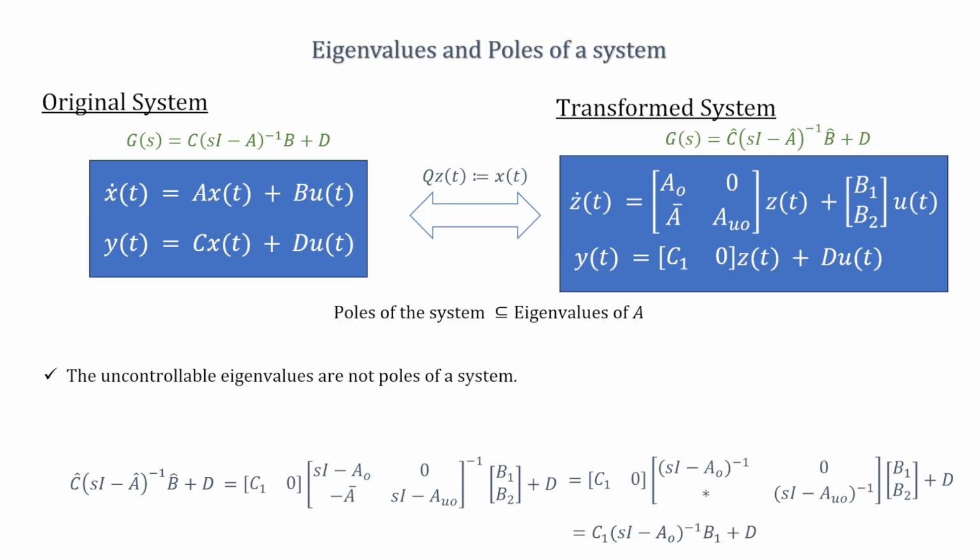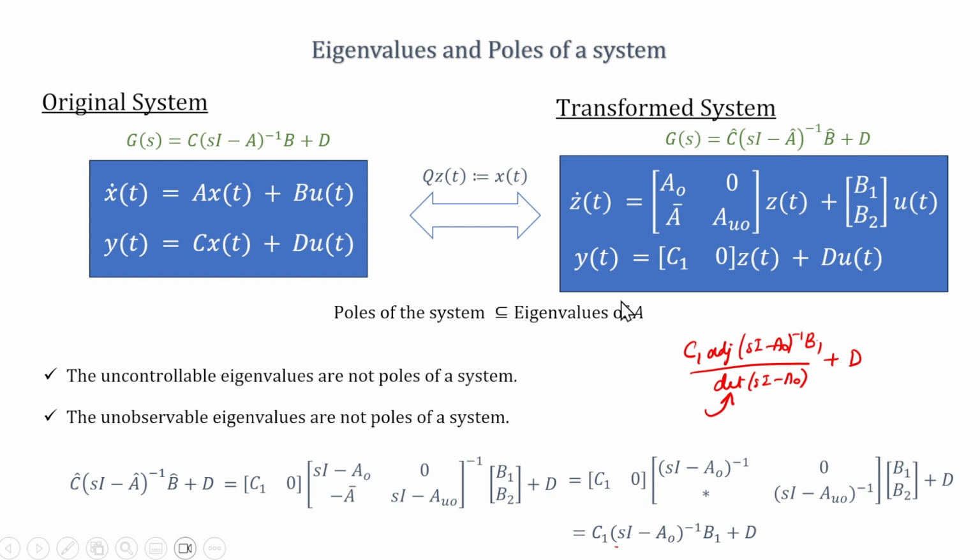And notice in this expression, I can write this expression as C1 adjugate of sI minus A naught inverse B1 divided by determinant of sI minus A naught plus D, which means the denominator will not have the unobservable eigenvalues, and which means then I can say that the unobservable eigenvalues are not poles of the system.